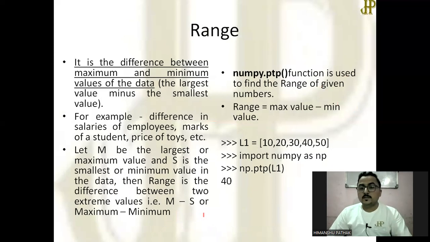So the first one is range. What is range? As the name suggests, it is the maximum value of the set minus the minimum value of the set. It will give the range of that data set. That's it.